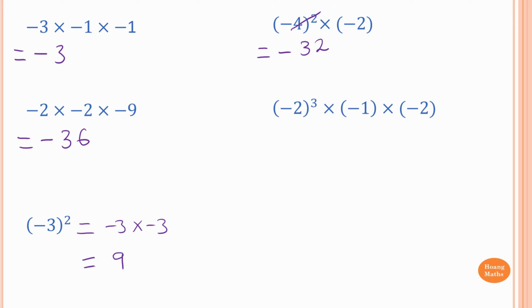Next one. We have negative 2 to the power of 3, which means we have 3 negative numbers multiplied together. And we times negative 1 and times negative 2. So altogether we have 5 negative numbers multiplied together, so you can write a negative. And then 2 to the power of 3 means 2 times 2 times 2, which is 8. 8 times 1 is 8 and 8 times 2 is 16. So the answer should be negative 16.